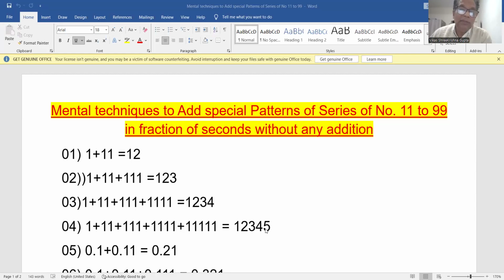So what is the last number? Suppose there are 5 digits, my answer will be 12345. If there are 6 digits, my answer will be 123456. Now I will use this concept for adding the numbers which I have shown you, 4, double 4, triple 4. I will use this concept.